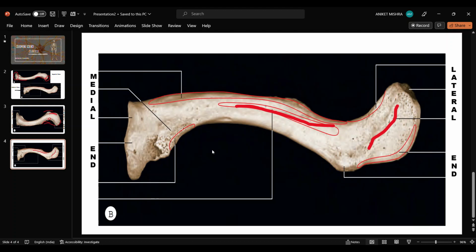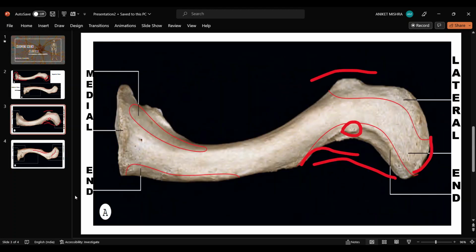If we are going to see the middle third, if we remove these things and see the medial three-fifths of the shaft, then we see that it is cylindrical in shape. If we see the mid shaft of the clavicle, it is cylindrical in shape. The lateral end is flattened, the medial end is quadrilateral in shape, and the mid shaft is cylindrical. If we take a cross section of the clavicle, we see that it is oval in shape.